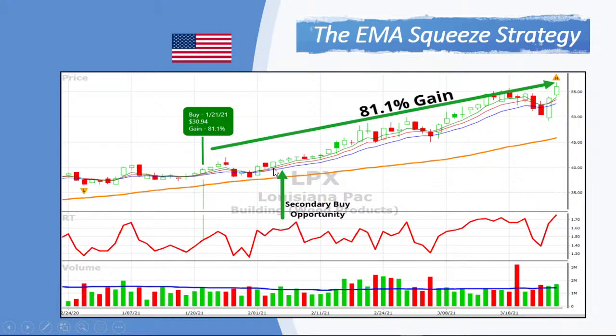Now, we don't have the arrow on the day before. We put the arrow here as your second buying opportunity because that's when we really started to see the separation of those 3 moving averages.